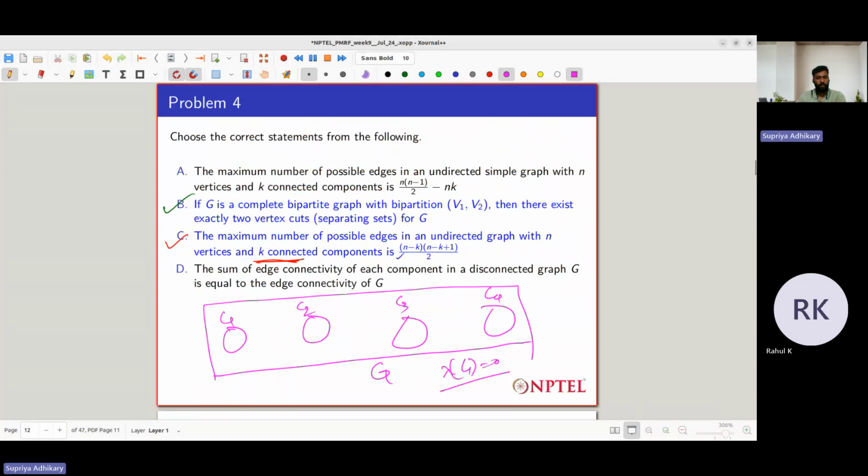But if we consider these as complete graphs, C1, C2, C3, C4, all of them complete graphs with vertices, let's say, N1, N2, N3, N4, then the edge connectivity of each of these components is definitely greater than 0. Therefore, this is not true.